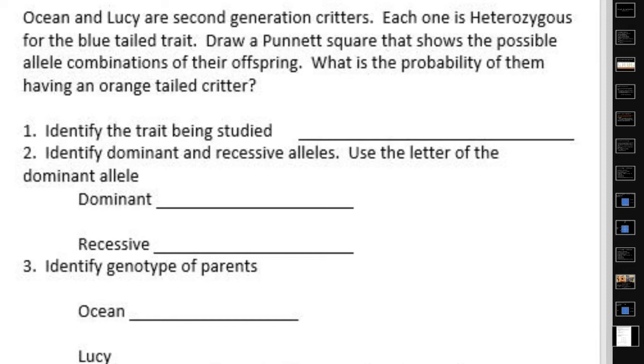Well, first thing that we want to do is identify the trait being studied. It appears as though the trait that we're going to be studying in here is tail color.